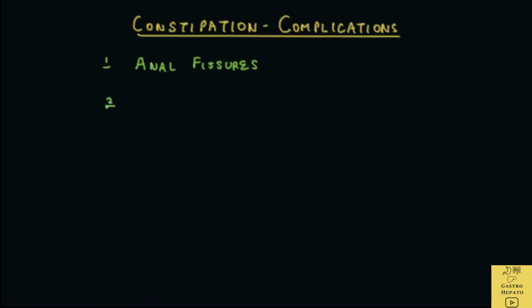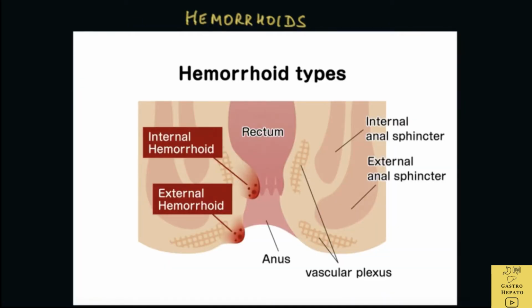Then we have swollen veins in the anus called haemorrhoids. This image shows two types of hemorrhoids. One is the internal hemorrhoid and the other one is the external hemorrhoid. Straining when stool is passed can cause the veins in and around the anus to bulge, and these are called hemorrhoids.